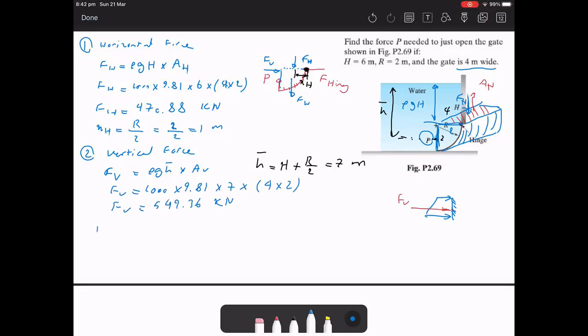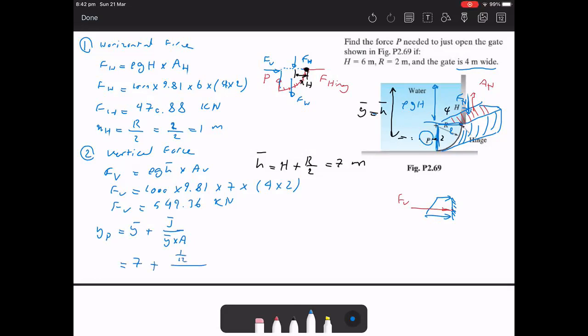So we learn to use this formulation. YP is equal to Y bar plus I bar divided by Y bar times area. What is the Y bar? Distance from the centroid of the plate or gate to the free surface. I is the second moment, A is the area. So in this example, because it's vertical, Y bar and H bar are the same. Then here they are the same, which means Y bar is 7 meters.